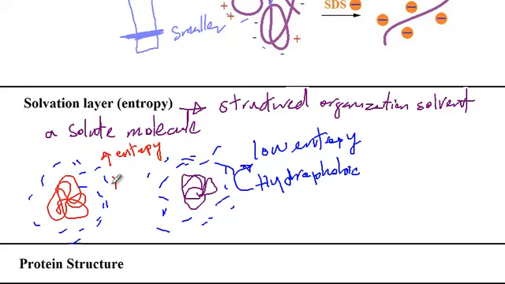So if there are hydrophilic residues outside that are exposed to the water, there would be a higher entropy, and therefore this protein conformation has more stability compared to the first example that we've given you.